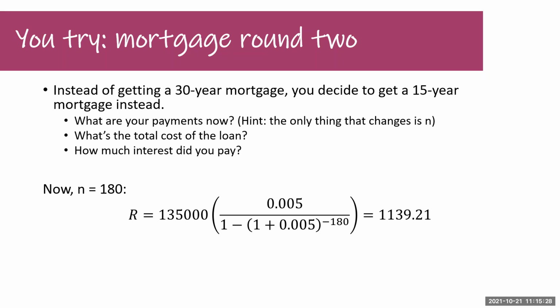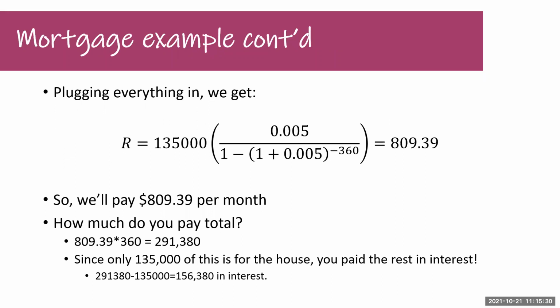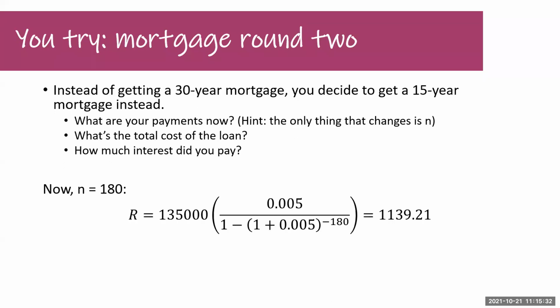So our payment certainly went up, right? It went up from roughly $809 to $1,139. So it's still an extra, what is that, $300 and something a month. But you pay your house off in half of the time.